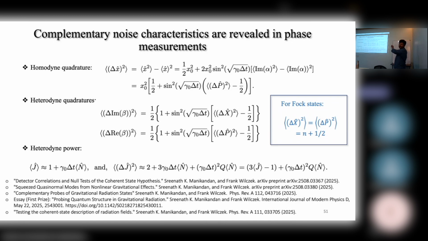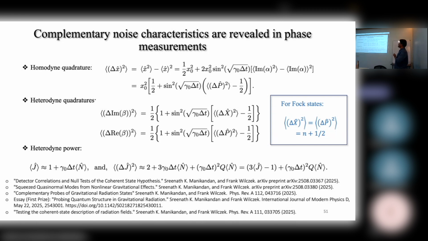So delta P squared is the variance of the field. And if the radiation field is in a coherent state, the field quadrature variance will also be equal to half. So you won't see any excess noise over the detector's intrinsic vacuum noise.